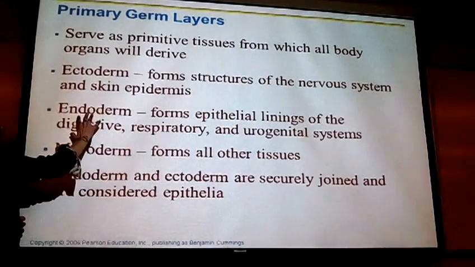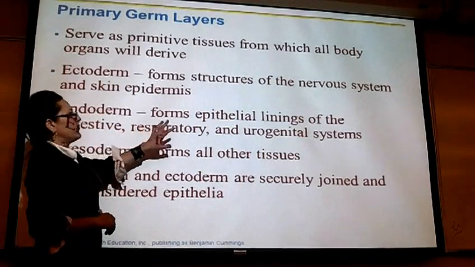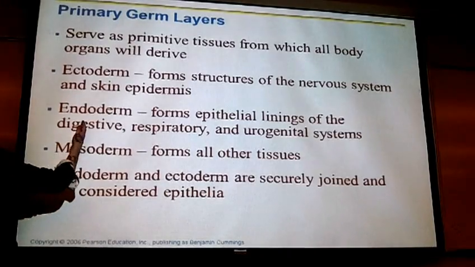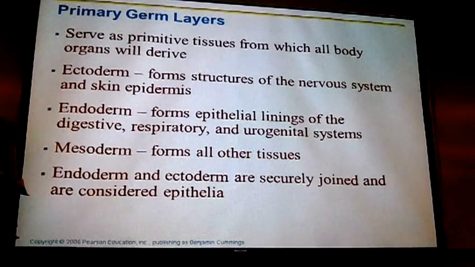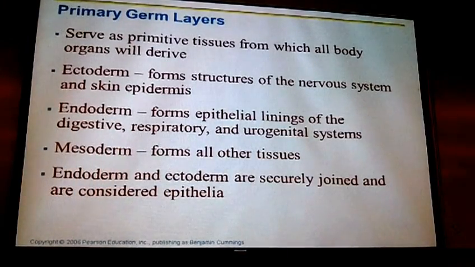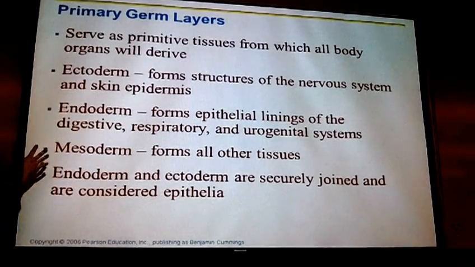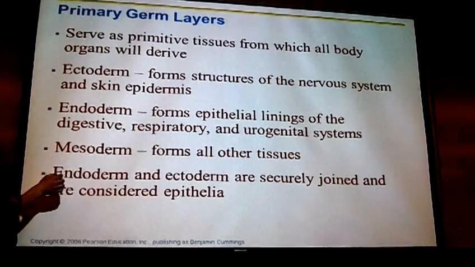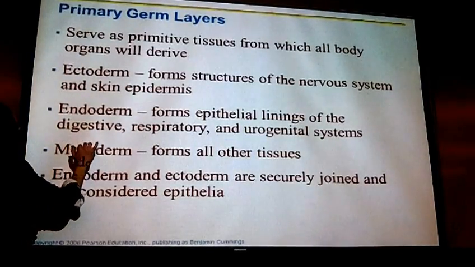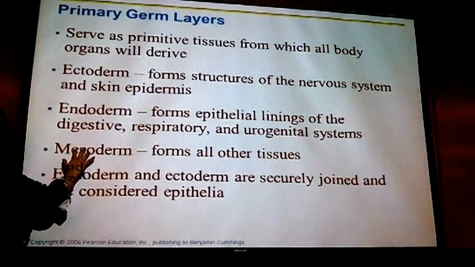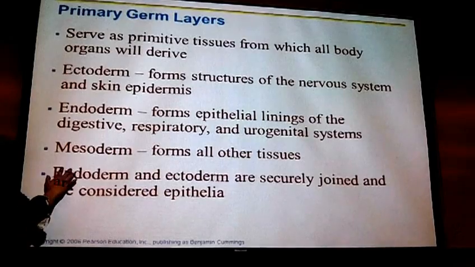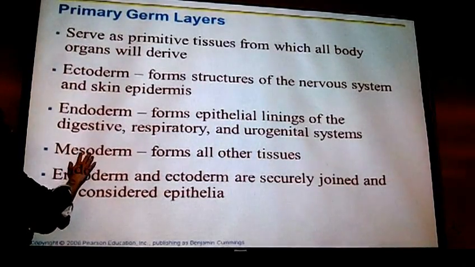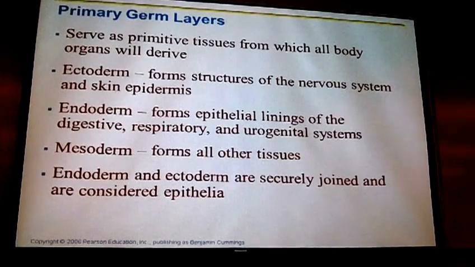That endoderm layer will ultimately form all of the epithelial linings inside of our body, of the digestive tract, the respiratory tract, the reproductive tract, the urinary tract. The mesoderm is going to form most of the other tissues. So almost all of the muscle comes from these mesodermal layers. Cartilage will come from this. A lot of your connective tissues will come from the mesoderm.